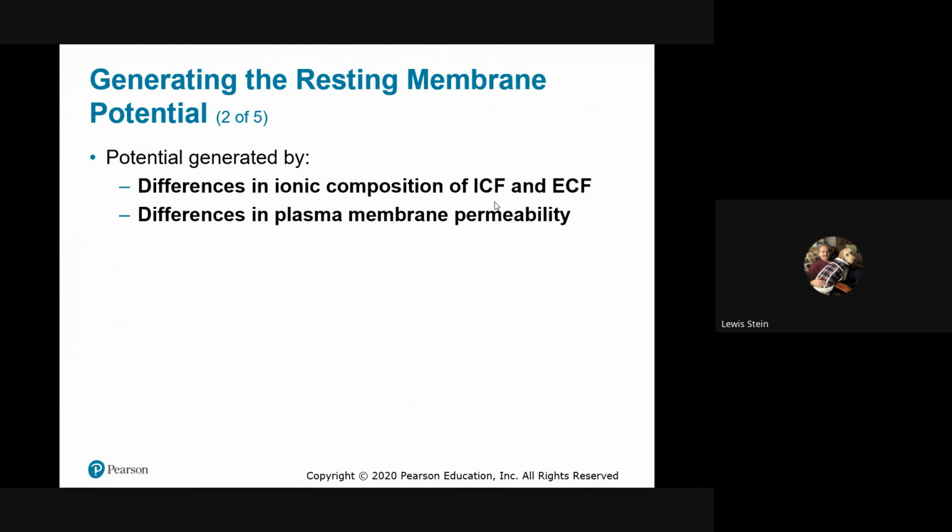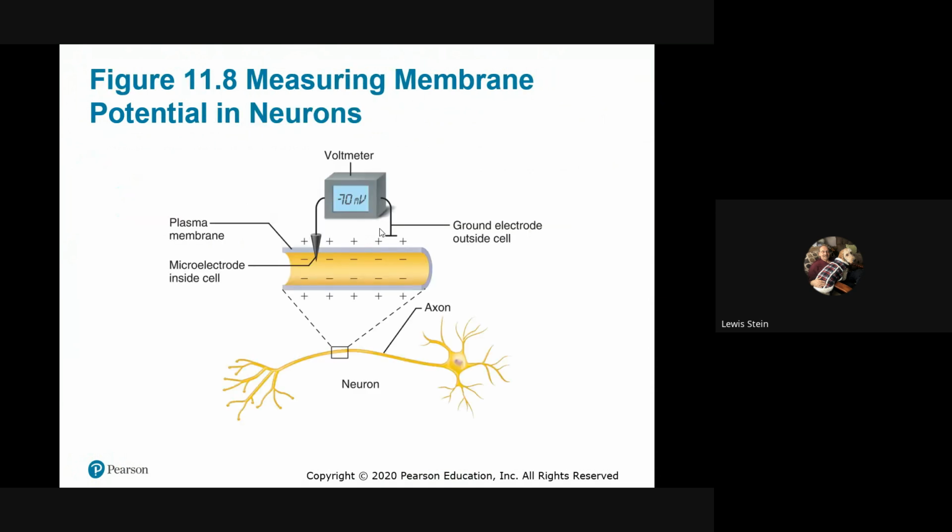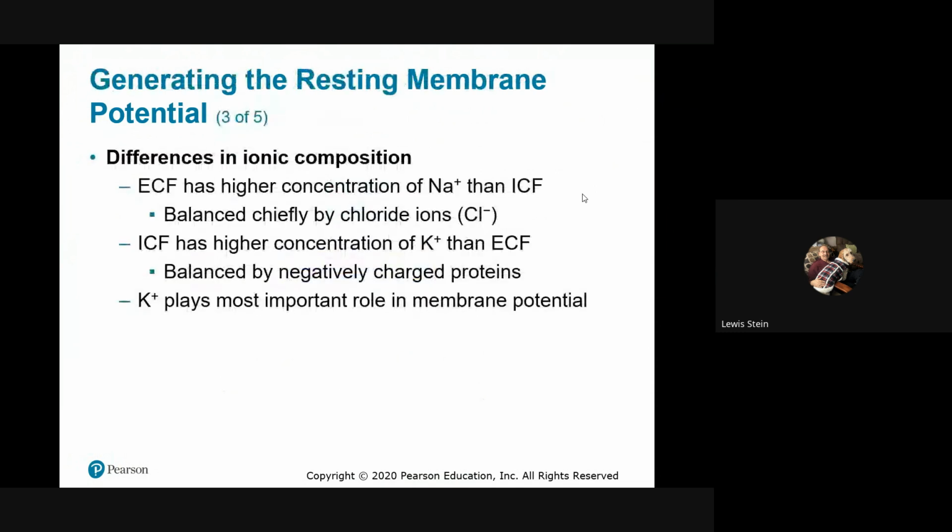Those are acronyms to be familiar with. I'll probably spell it out on a test. You could certainly ask me on a test, but not everybody's like that. And permeability. Obviously, it's much more permeable to potassium. Why? More leakage channels. And you're going to see this in the animation, which will show you what the voltmeter is actually like and what it's doing.